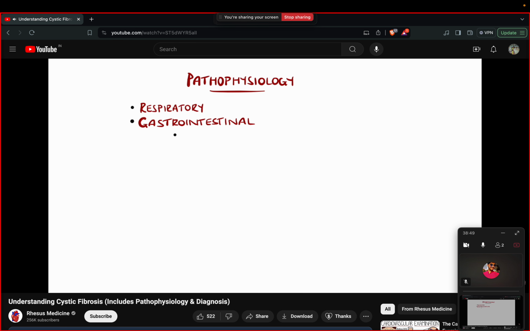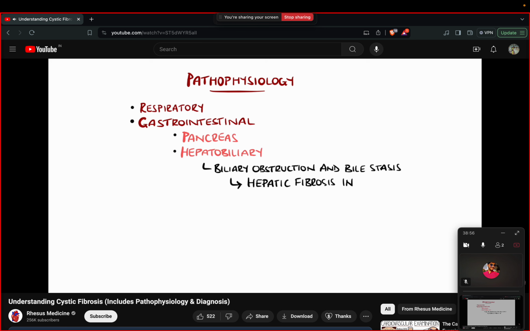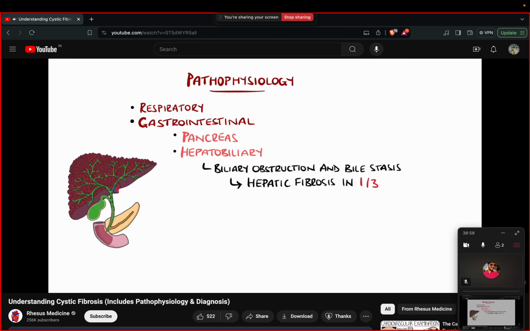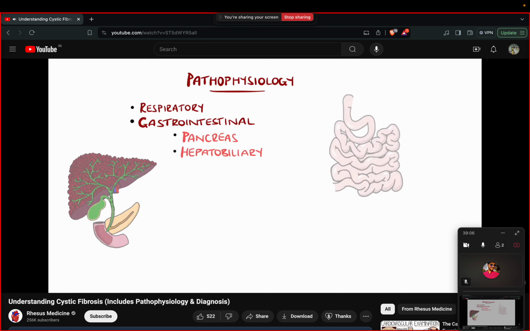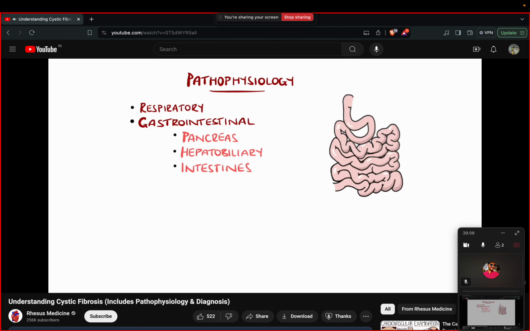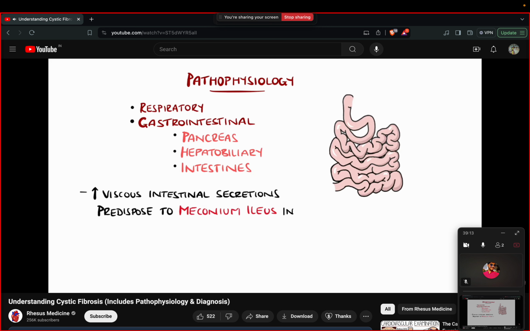Involvement of the intrabiliary ducts leads to bile stasis and eventually hepatic fibrosis in nearly 1/3 of patients, with around 3% progressing to have biliary cirrhosis and portal hypertension by the age of 12. The intestines are also affected, particularly by having more viscous secretions, which can lead to meconium ileus in neonates, where there is an intestinal obstruction in neonates due to the increased viscosity of the meconium, and the viscous fluid may predispose to intestinal obstruction in adults.